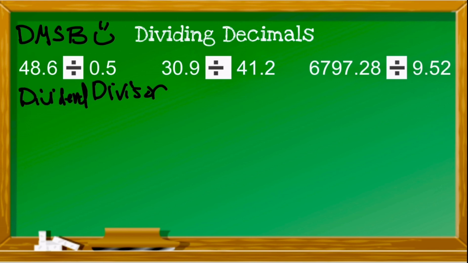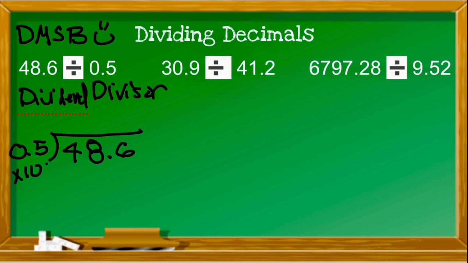First, we'll set the problem up with the 5/10 going outside the division symbol and 48 6/10 going inside. Because I have a decimal in both the divisor and the dividend, I need to multiply it by a power of 10 to make it a whole number. So 5/10 becomes 5, and I move that decimal the same amount in my dividend, so it becomes 486. Bring that decimal point up into my quotient, and then I begin long division.